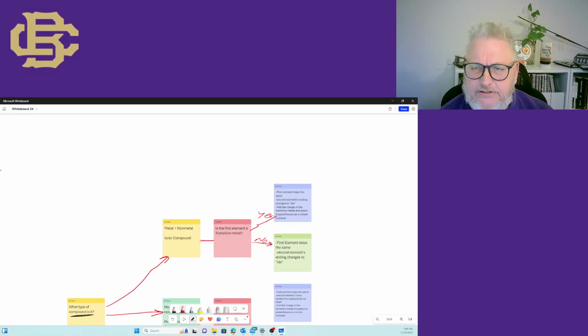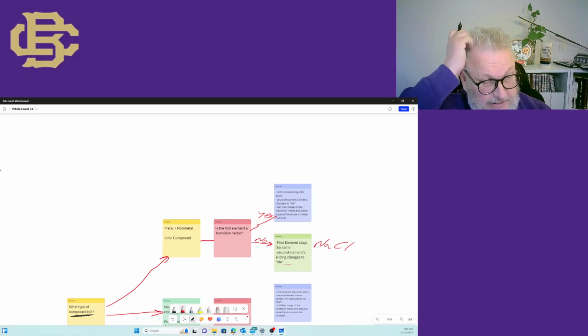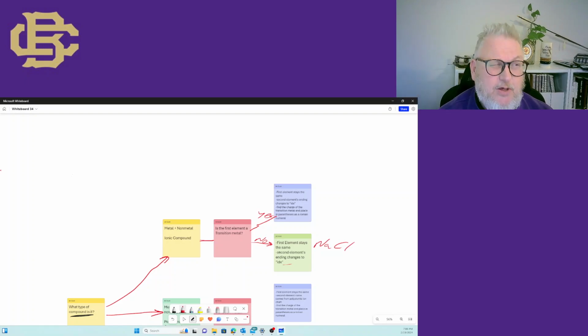If it's not a transition metal, it's pretty simple. The first element stays the same, and the second element's ending changes to IDE. So let's say, for instance, I've got NaCl. That's a simple one. If I'm going to write the name, it would be sodium, and in my periodic table, chloride. I drop the INE and I add IDE. Anything from the periodic table that's a nonmetal, we add IDE to it.